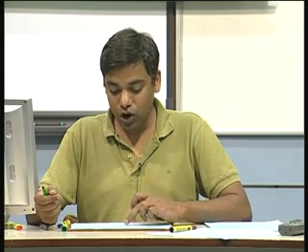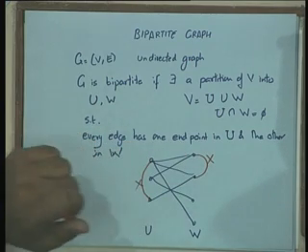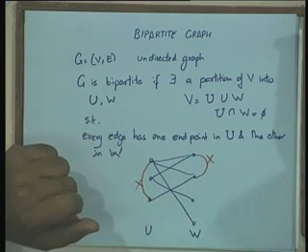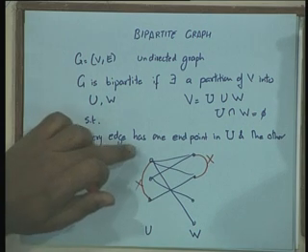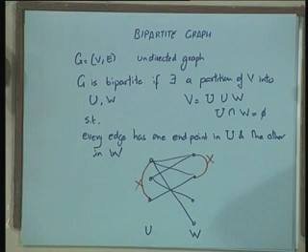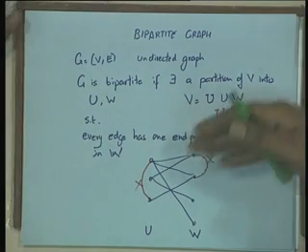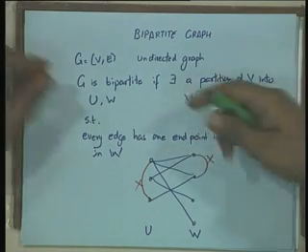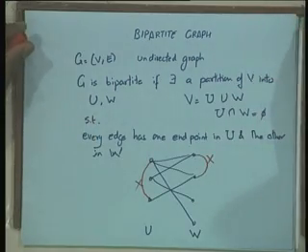Or these could be jobs and these could be applicants to jobs. A certain applicant is suitable for a certain subset of jobs, and you want to know whether for each job there is an applicant or for every applicant there is a job, some such thing. So such graphs find a lot of applications in these kinds of settings. Question: given a graph, can you determine if it is bipartite?